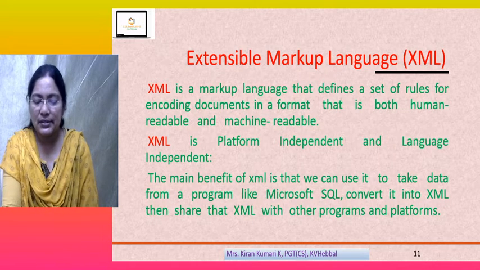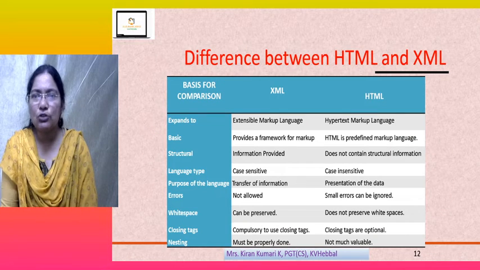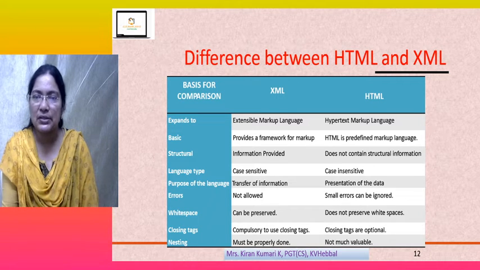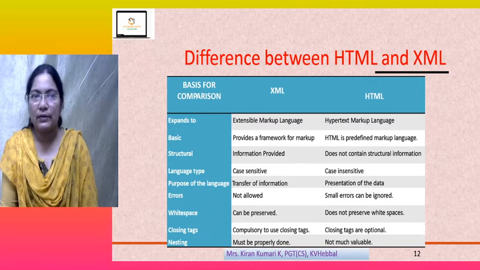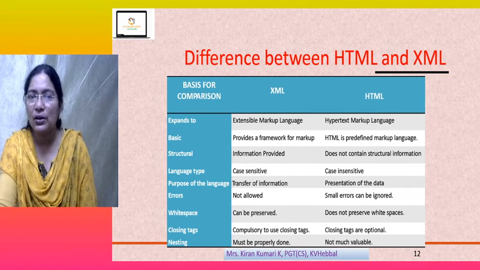XML plus HTTP is used as a web service, as we have seen. XML is not similar to HTML, though the pronunciation seems similar and both are markup languages. XML is extensible markup language, HTML is hypertext markup language. HTML has predefined tags, and only those tags we have to use to create our web pages. But using XML you can create a language like HTML also. So it provides a framework for markup.